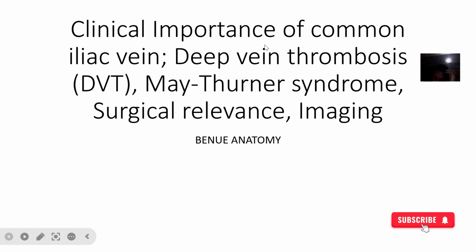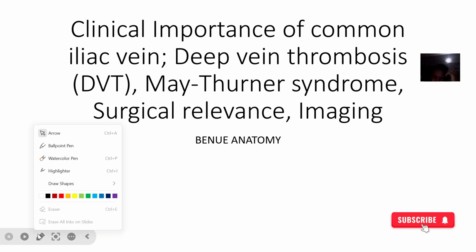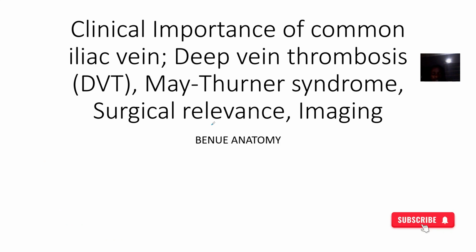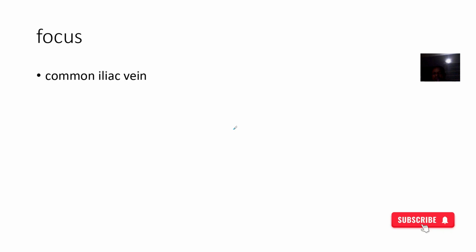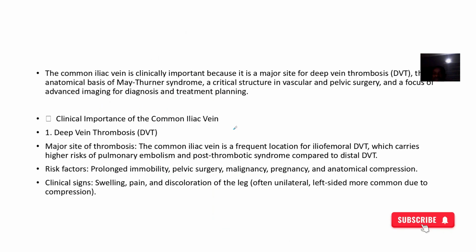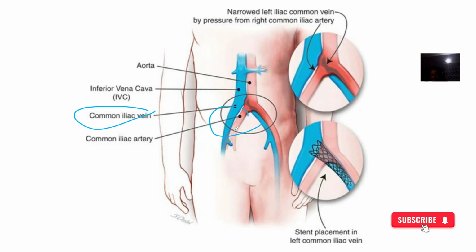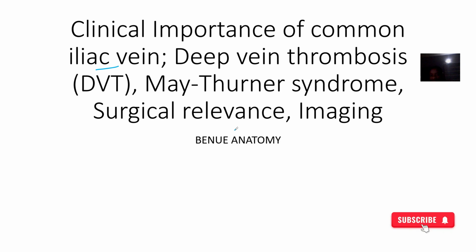So now we'll go to the next vein, which we'll look at its clinical anatomy. This is what is known as the common iliac vein. First of all, we'll try to identify the common iliac vein. You will see it in the abdomen, close to the pelvis. Okay, common iliac vein. So let's look at some of its clinical anatomy.